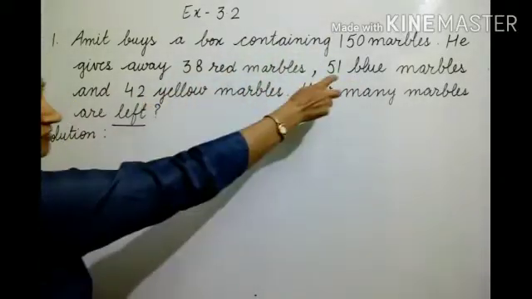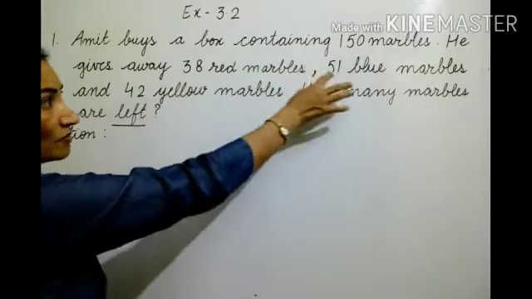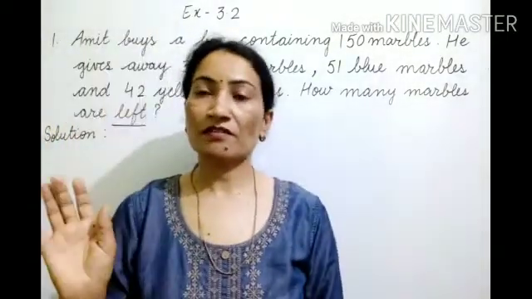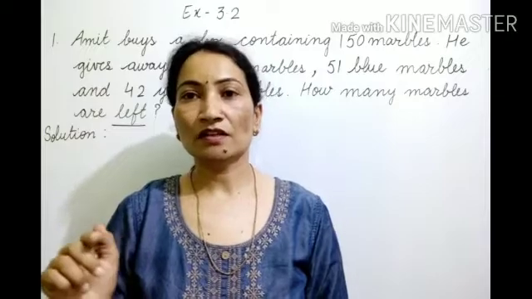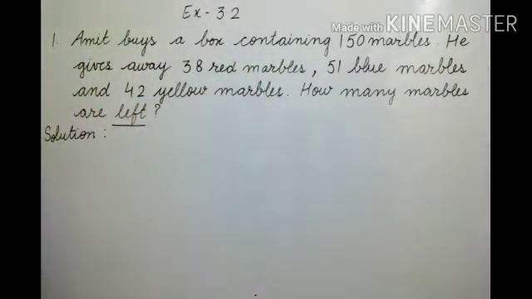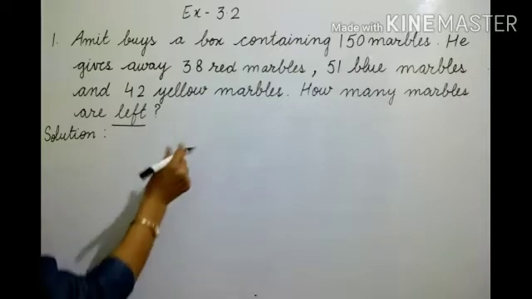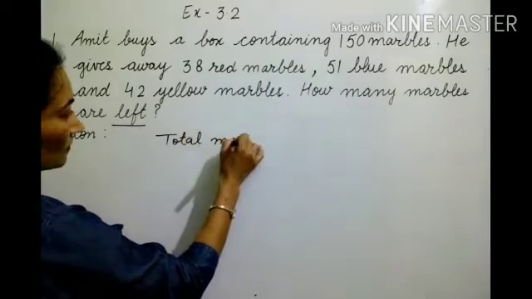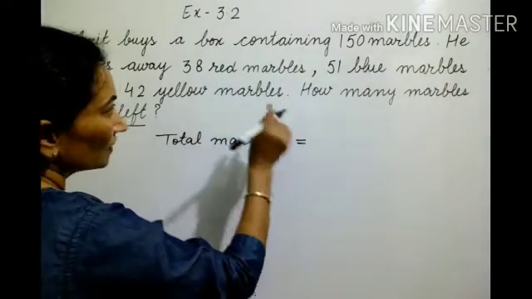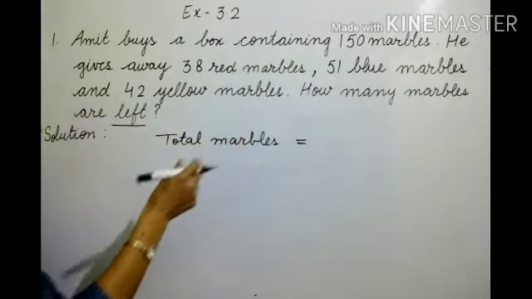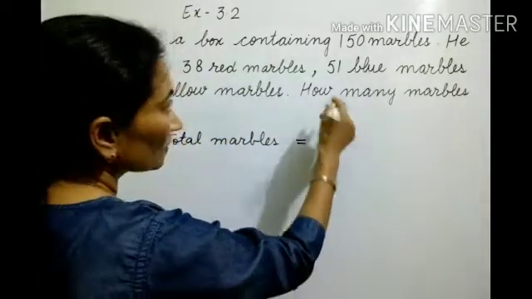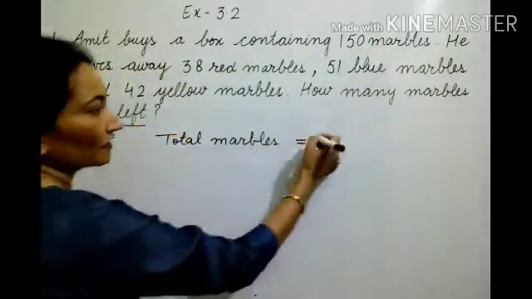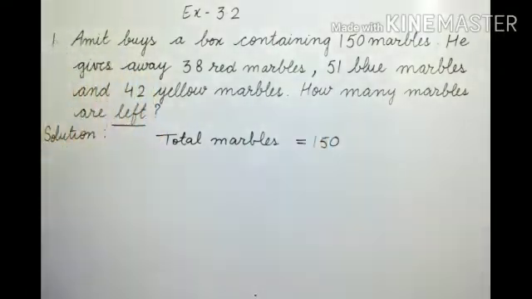First we will add the marbles given away, 38 plus 51 plus 42. Then we get the total marbles given away, and then we will subtract that number from 150. In this way we will solve this question. Let us start. Total marbles, we will write only the information that is used in the question. Other unwanted statements we will leave, only the important information we will write.